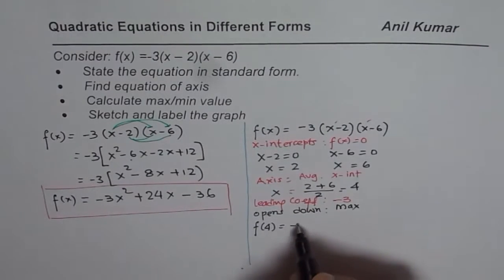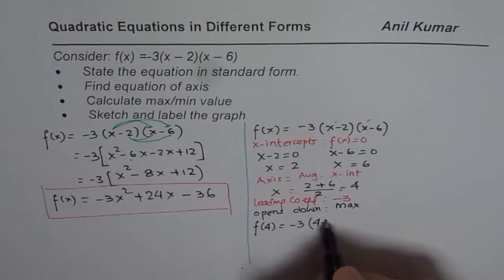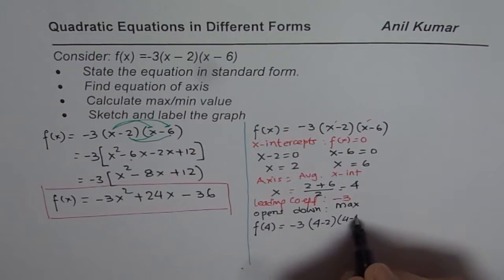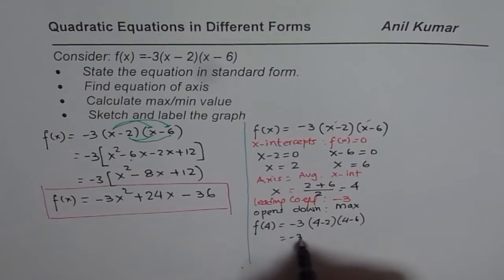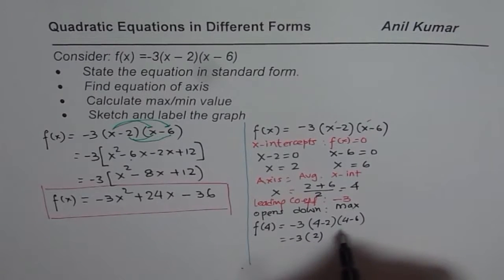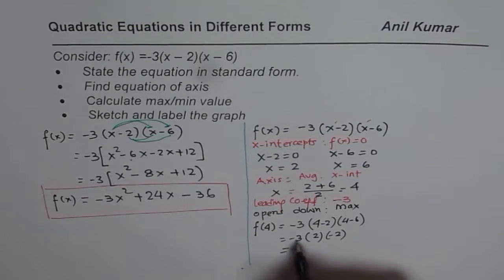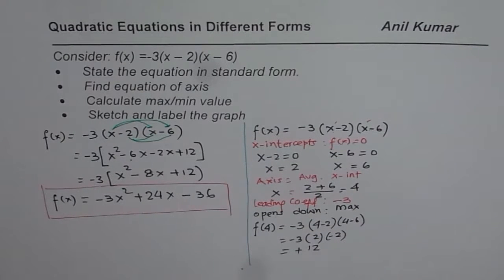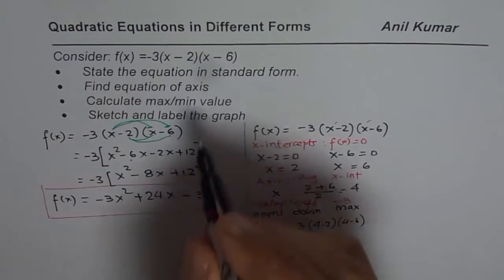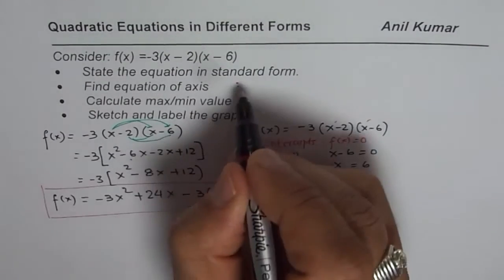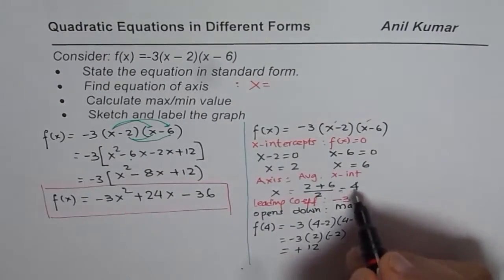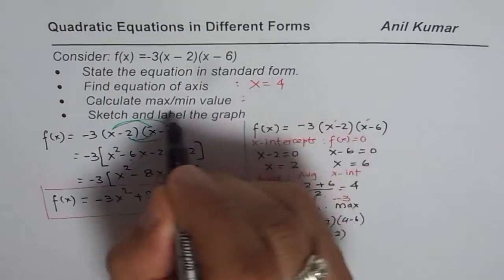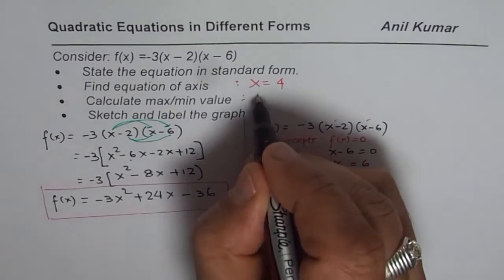Substitute 4 here: minus 3 times 4 minus 2 times 4 minus 6. So that gives you minus 3 times, 4 minus 2 is 2, and 4 minus 6 is minus 2, right? And that gives you a plus value, two negatives. 4 times 3, 12. And therefore, we get the maximum value is 12. So we got all these values. The axis for us is x equals 4. The maximum value is 12, right?